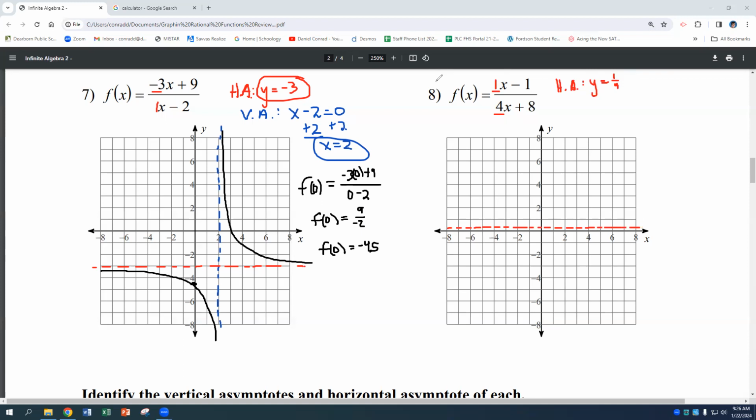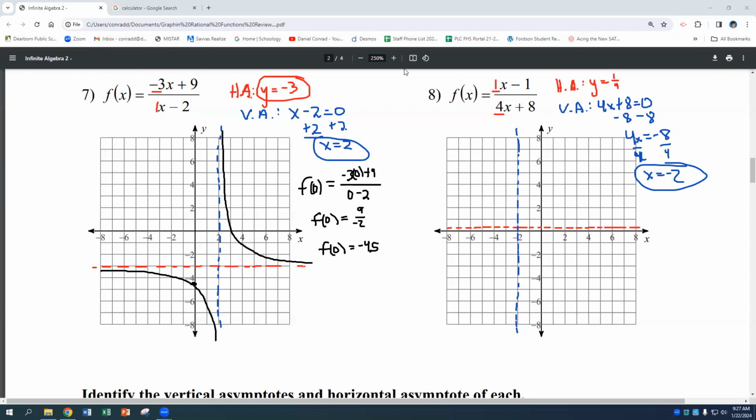Okay, my vertical then. I'm going to do 4x plus 8 equals 0. I'm going to subtract 8. I get 4x equals -8. And then I'm going to divide by 4. And I get x equals -2. So I get -2 here.